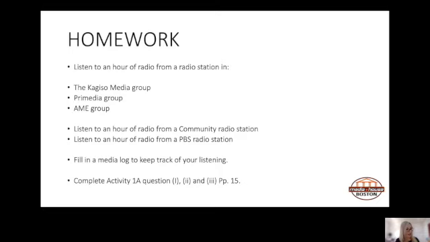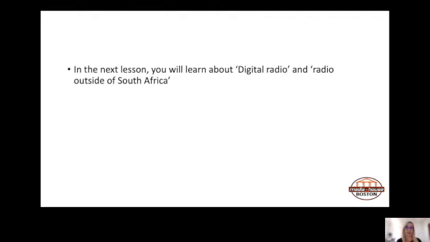Okay. And then what you need to do is give us the listenership figures and the geographic footprint of these 3 radio stations. And there's a specific reason that we've chosen these 3 stations, okay? We'll chat about that in the next class. Along with that, in the next lesson, you will learn about digital radio and radio outside of South Africa.